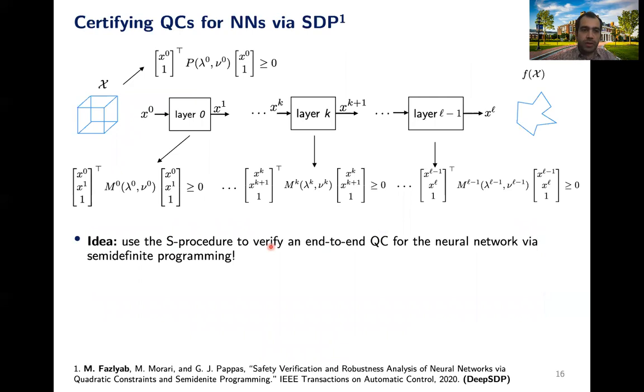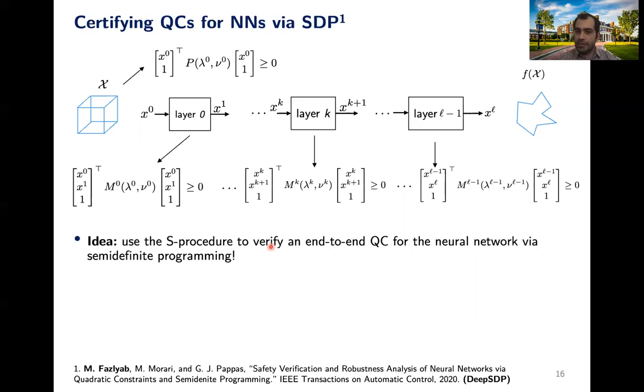So let's put the pieces together here. We have a neural network with L layers and an input set to the neural network, and we would like to say something about the output reachable set. First we abstract all the layers with their corresponding quadratic constraints parameterized by multipliers, and then we also abstract or over-approximate the input set by its quadratic constraint. Given that all these QCs hold simultaneously, the main question we ask here is: when is it true that a quadratic constraint holds on the input-output of the neural network?